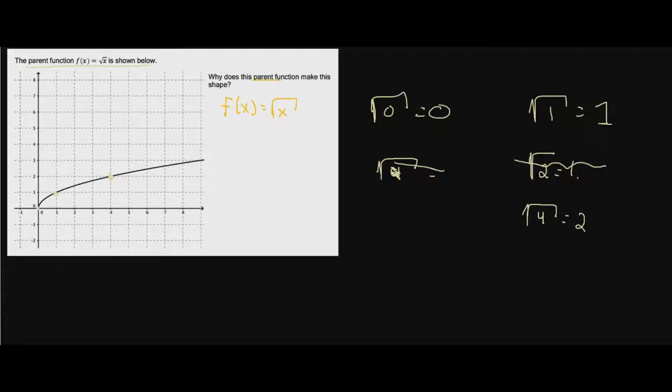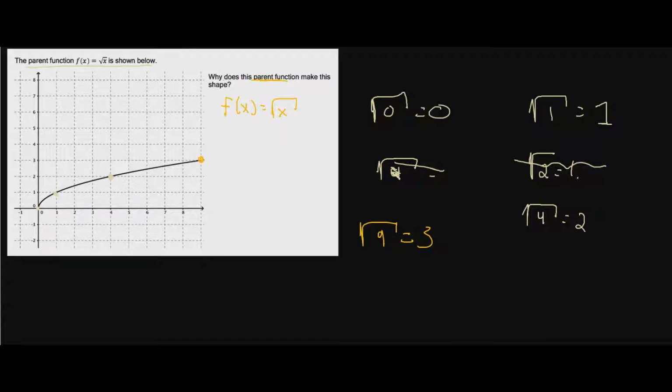When we say parent, that means this is the function that has no numbers being added next to it, no multiplication. It's just the square root of x, right? It's just the one that is not being adjusted or changed at all. And we're plugging these x values into there. Okay, well, what's the next number to take the square root of? Well, it's 9, and the square root of 9 is 3.